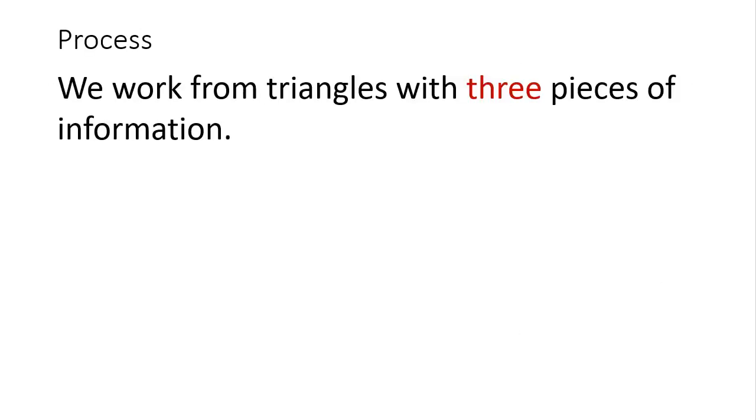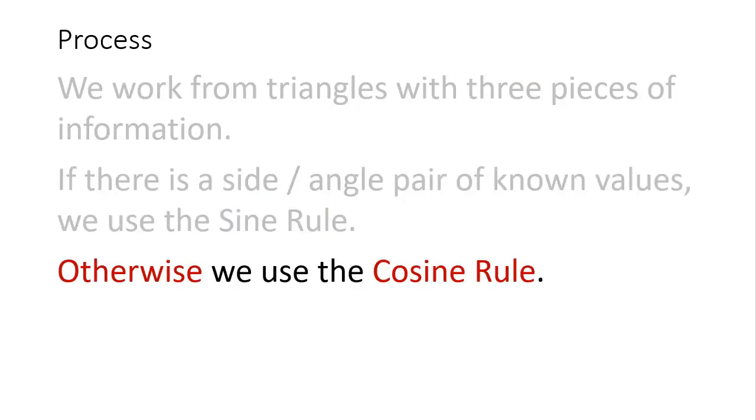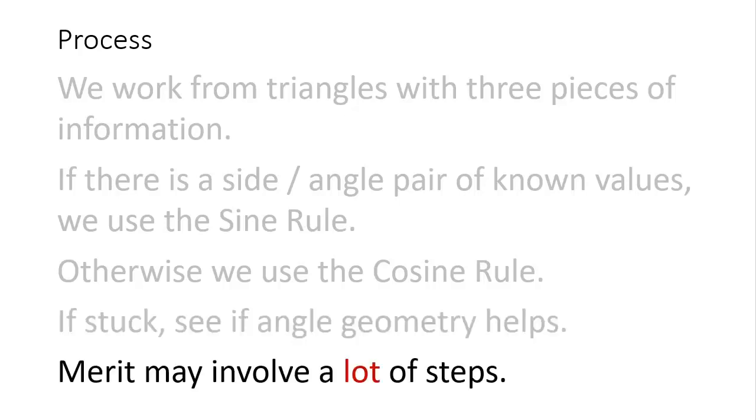So the process: you have to work from a triangle with 3 pieces of information. We check there's a side angle pair of known values and we use the sine rule. Otherwise we use the cosine rule. Sometimes we have to remember that 3 angles in a triangle add up to 180, and also sometimes use angles on a line. And merit may involve a lot of steps or solving partial pieces which you have to put together, like that last example.